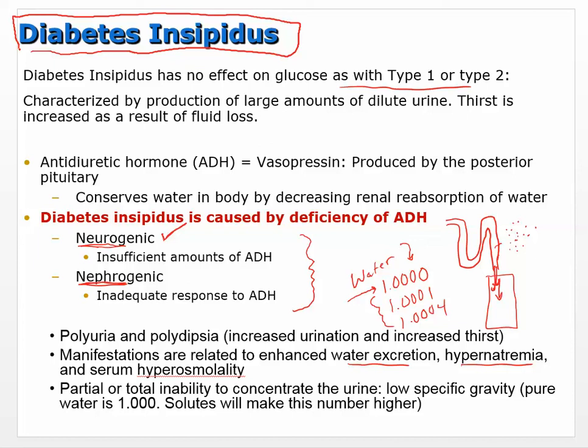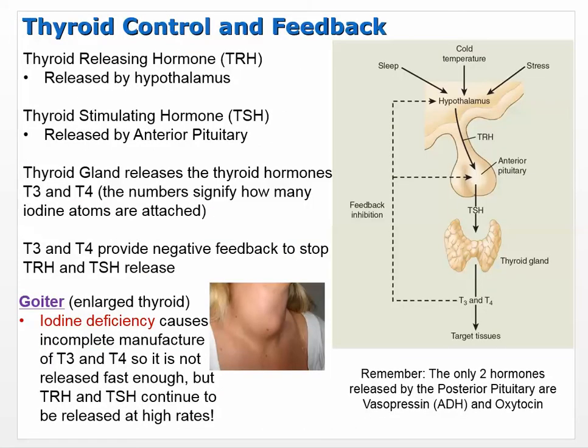All right. So now thyroid. We'll talk about the thyroid gland. We've already talked about the feedback and the basic mechanism that it works by. So thyroid releasing hormone released by the hypothalamus, thyroid stimulating hormone released by the anterior pituitary, and then the thyroid gland releases the actual thyroid hormones. They're called T3 and T4. T3 because it has 3 iodine. That's kind of important. T4 because it has 4 iodine molecules.